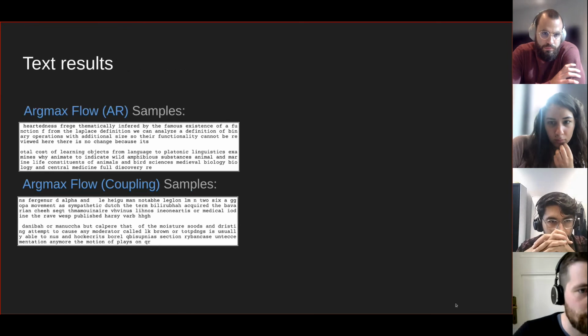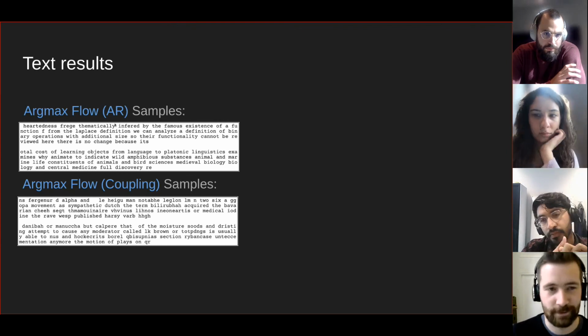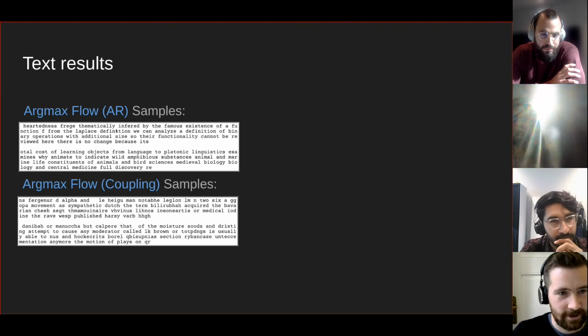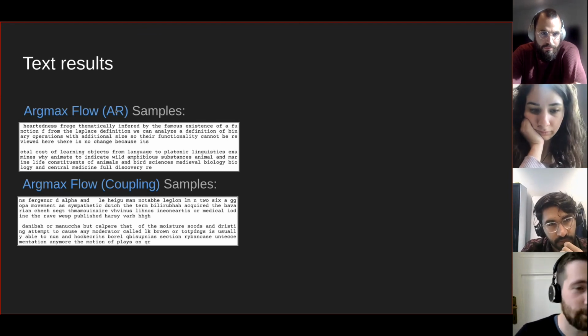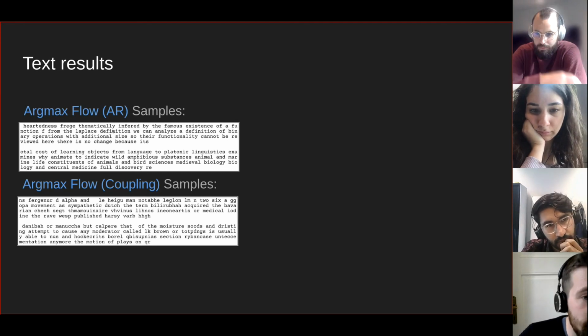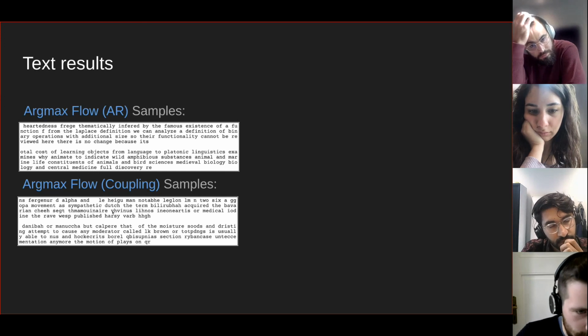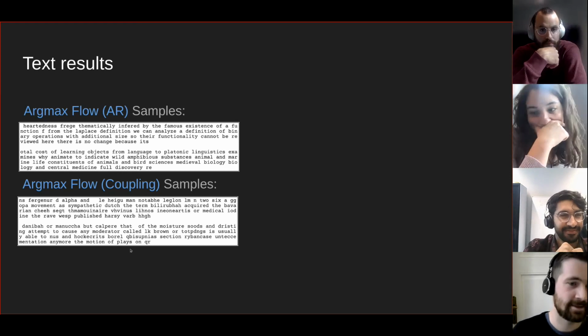Results for text. Here are some samples. So this is using an Argmax flow with an autoregressive base distribution. Here it's what we would ideally not want, but an autoregressive flow with an Argmax transformation. Yes, and that generates quite nice samples. And then if we do the same with a coupling flow, it generates also something. You can see that it learns something, but it's not as nice.